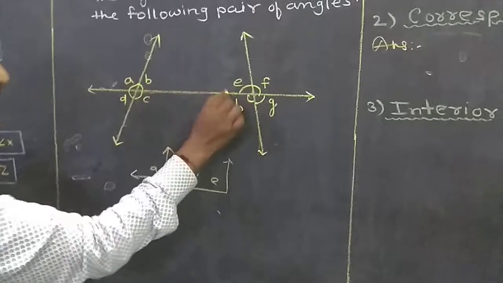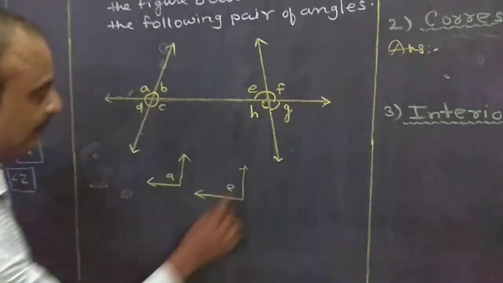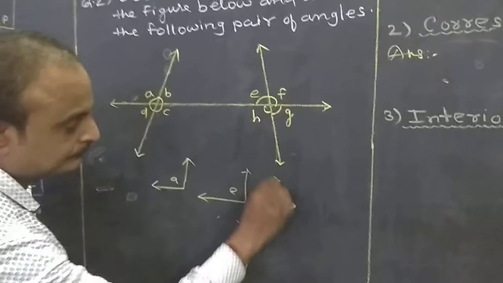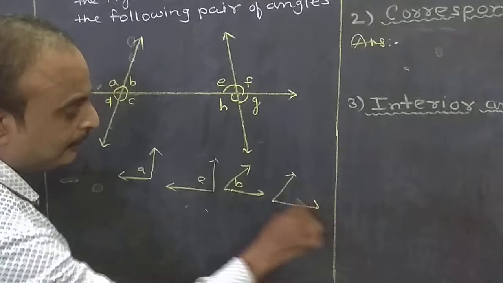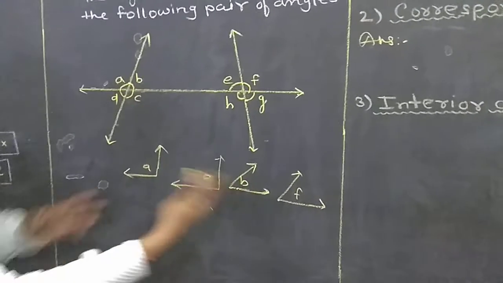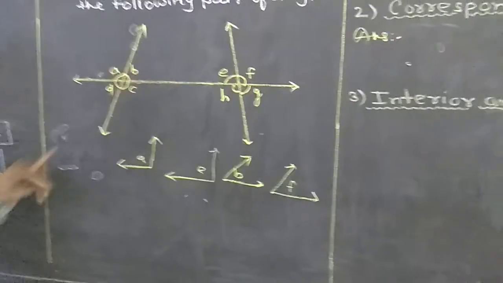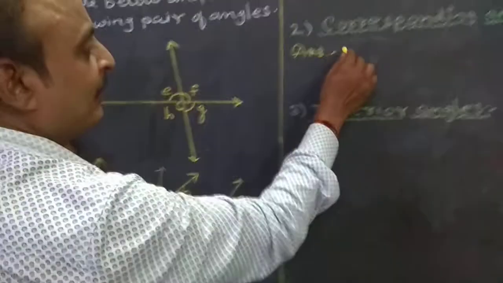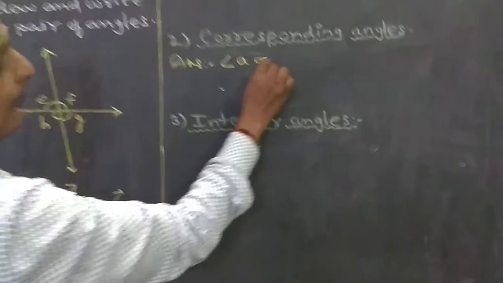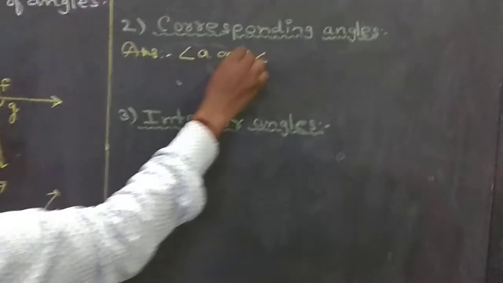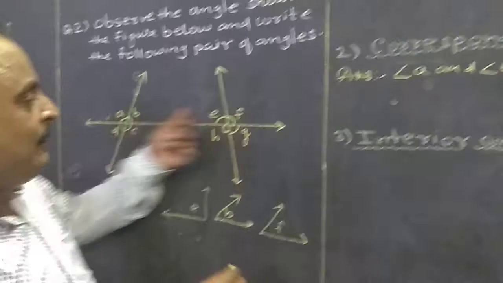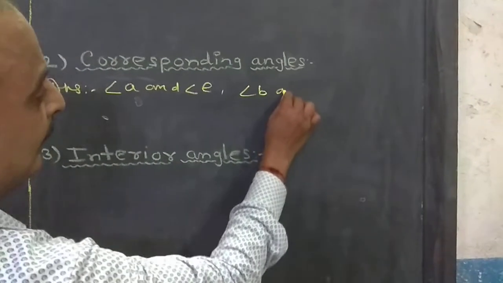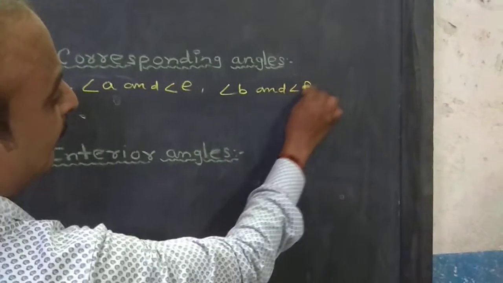Similarly, angle B and angle F are in this position. Angle B and angle F. Both have the same position, so this will be known as corresponding angles. The first pair is angle A and angle E. Second one, angle B and angle F.